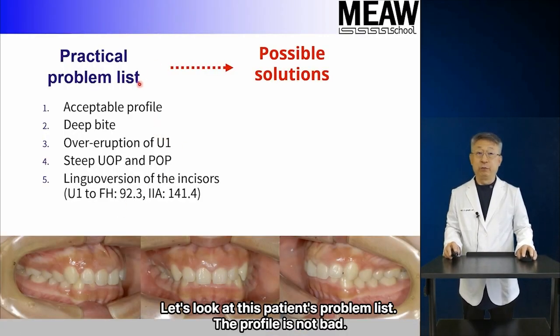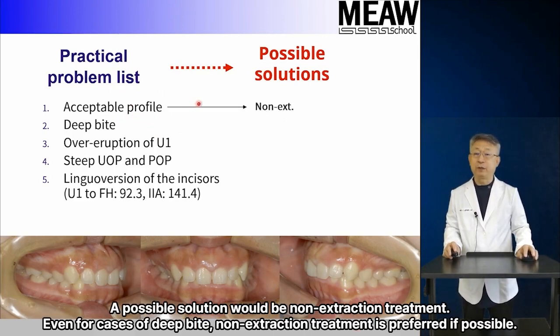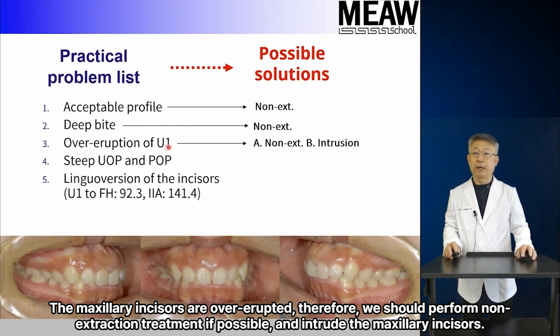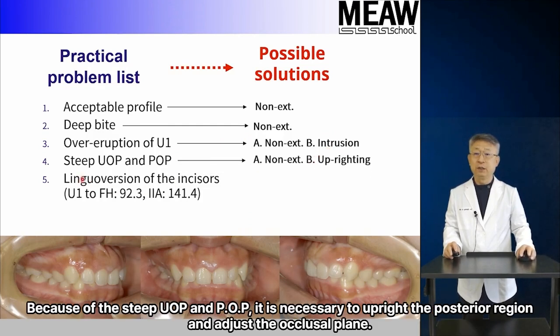Let's look at this patient's problem list. The profile is not bad. A possible solution would be non-extraction treatment. Even for cases of deep bite, non-extraction treatment is preferred if possible. The maxillary incisors are over-erupted. Therefore, we should perform non-extraction treatment if possible and intrude the maxillary incisors. Because of the steep UOP and POP, it is necessary to upright the posterior region and adjust the occlusal plane.